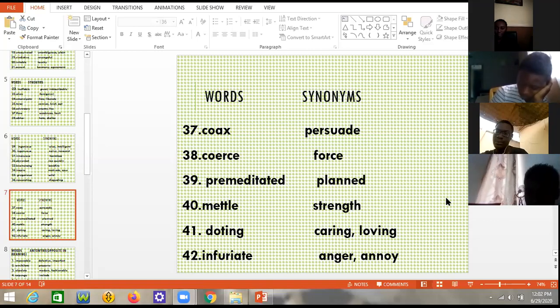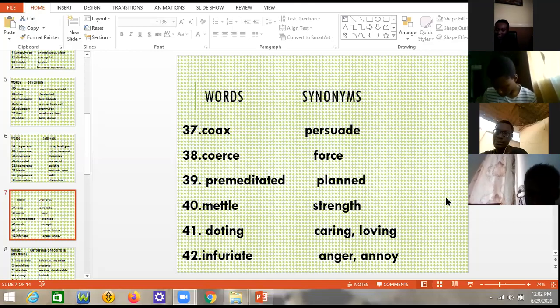So now, number 39, premeditated. If you have been watching movies, all these crime scene investigation series, you hear premeditated murder. That means the person planned it. So anything that is premeditated is planned. Premeditated, planned. Another word for mettle is strength.